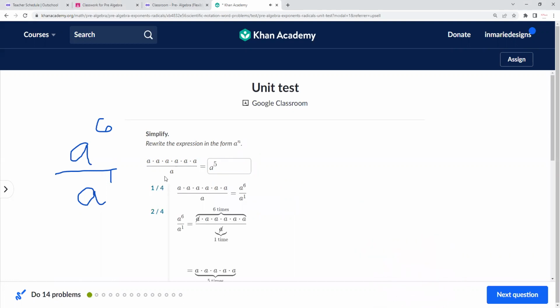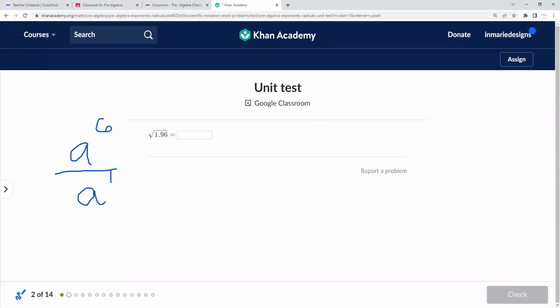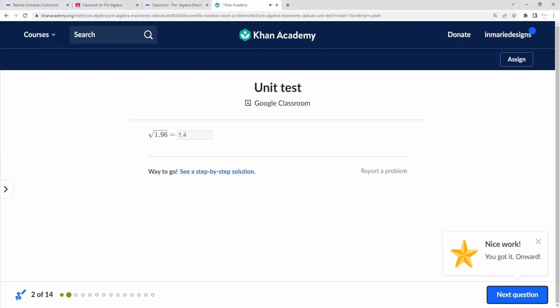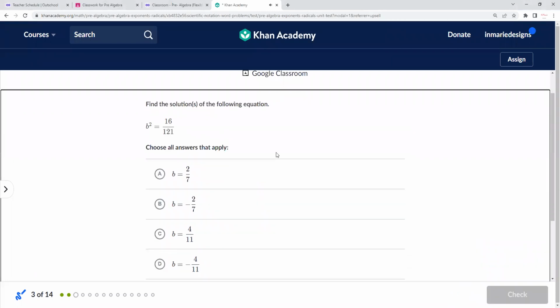Or you could just cross them out. Just cross out one of them. How much do you have left? a to the 5th, whatever you prefer. Okay, so for this, you can use a calculator. What's the square root of 1.96? Well, let me use my calculator. 1.4. So basically 1.4 times 1.4 gets you 1.96.